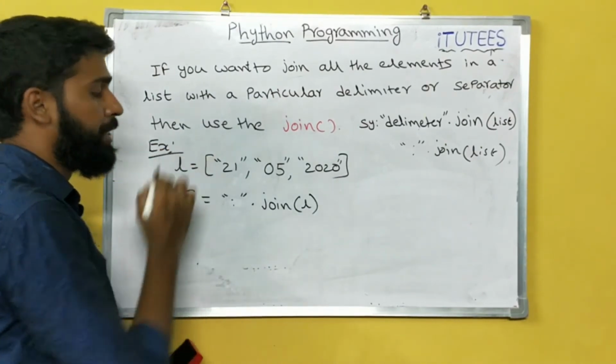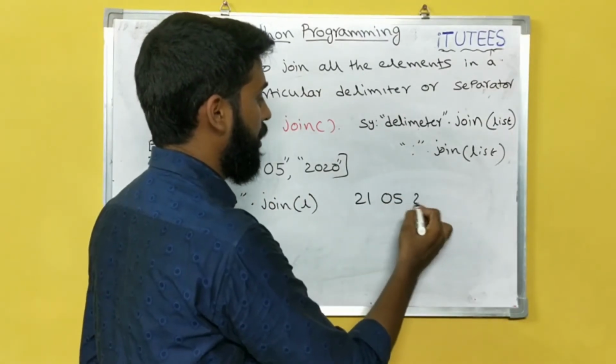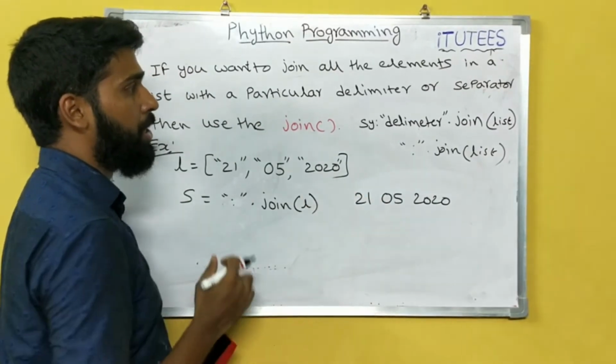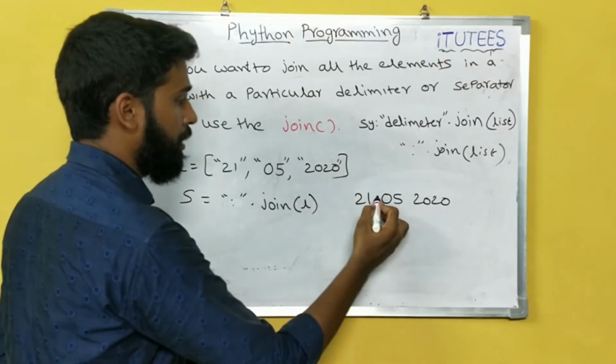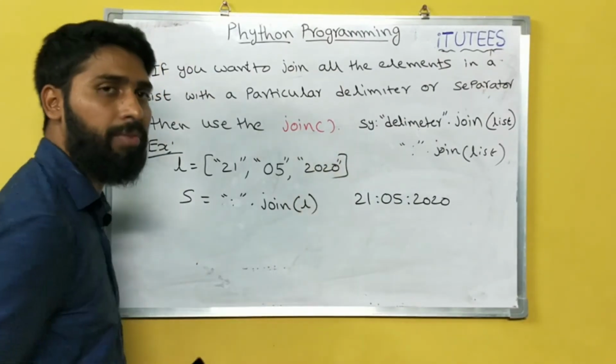Now this is the example. I am taking one L. What are the elements in the L? 21, 05, 20, 20. Now I can combine all these elements using a delimiter colon. That's it. So this is the use of the join function.